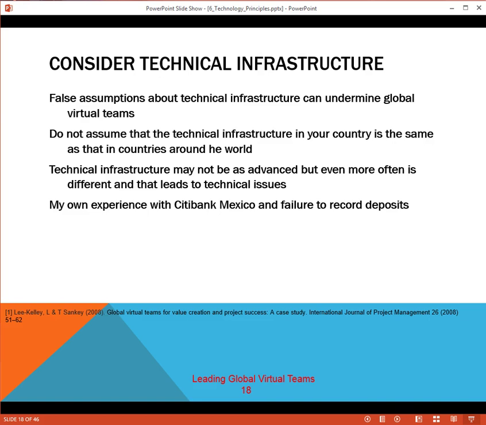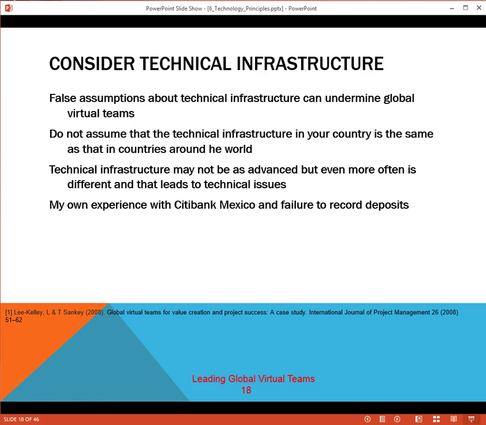So there are many false assumptions about technical infrastructure that can undermine global virtual teams. Don't assume that the technical infrastructure in your country is the same as that in countries around the world. Technical infrastructure may not be as advanced, but even more often it is different, and this leads to technical issues. I'll give you my own experience with Citibank Mexico and the failure to record deposits.